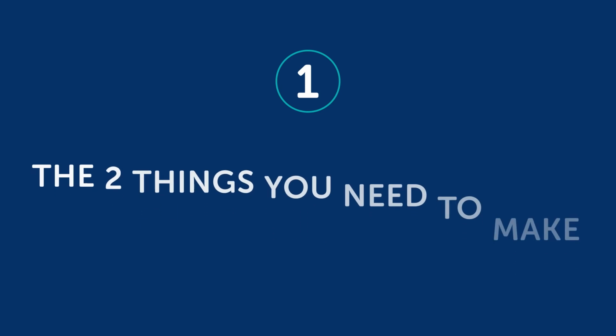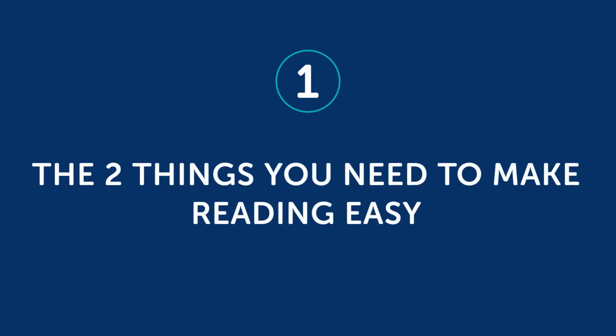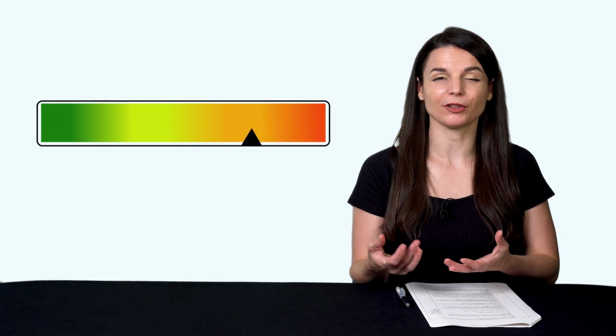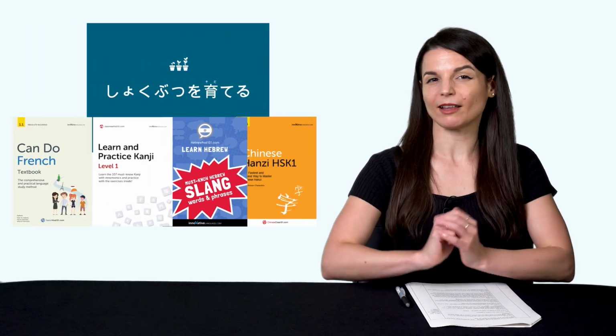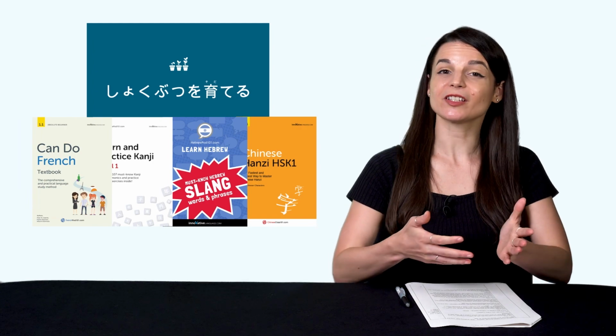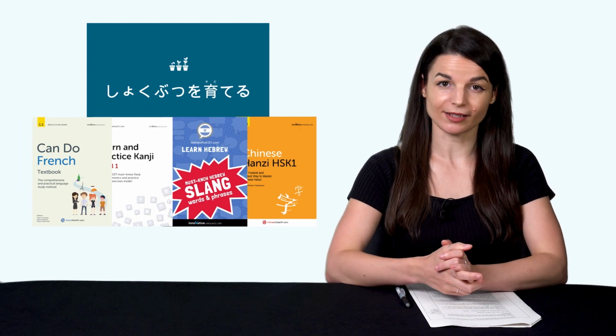So how can you make it easier? There are 2 tricks to making reading easier. First, the 2 things you need to make reading easy. First, you need level-appropriate reading material. The books you struggled with were likely not for your level, and if you had something for your level, you wouldn't need a dictionary every 5 seconds. Where can you get level-appropriate reading material? Just look for our extensive reading books on the site.